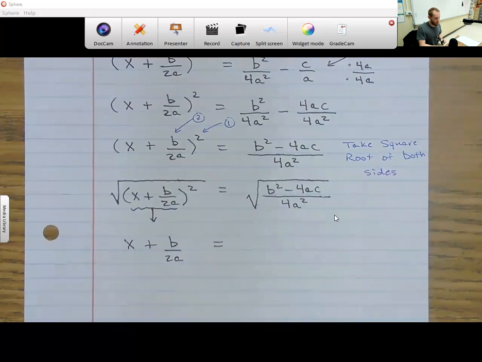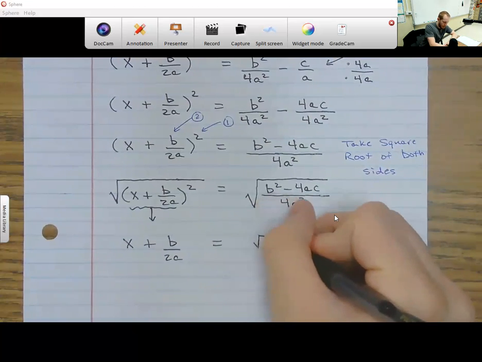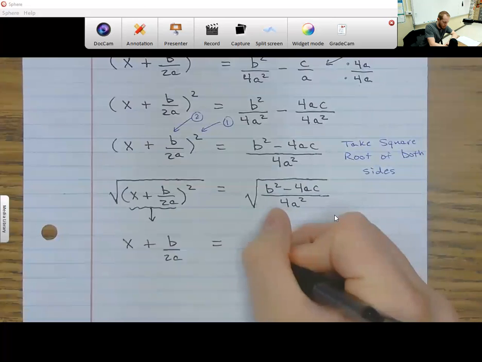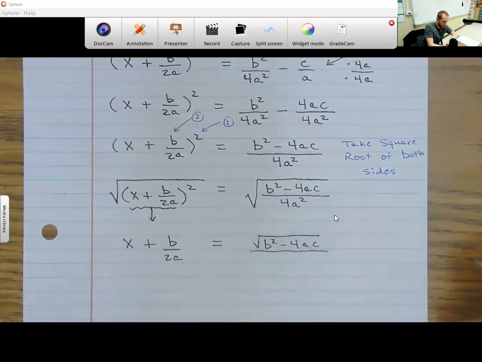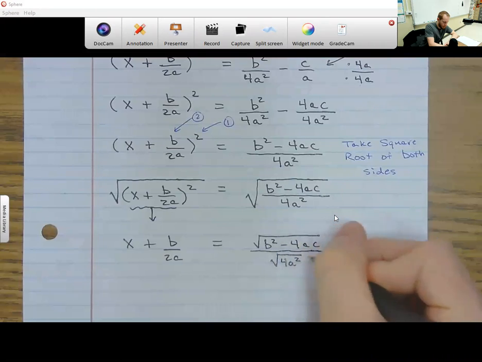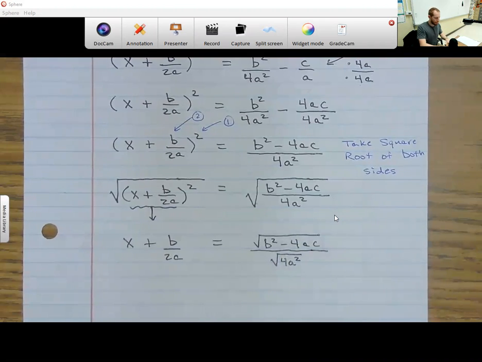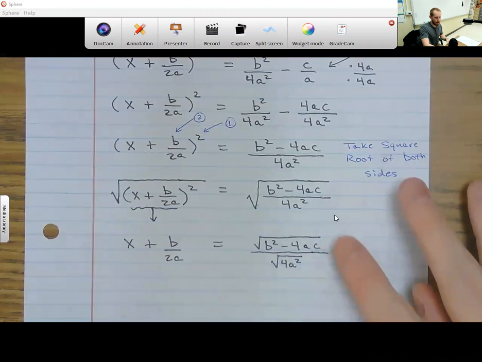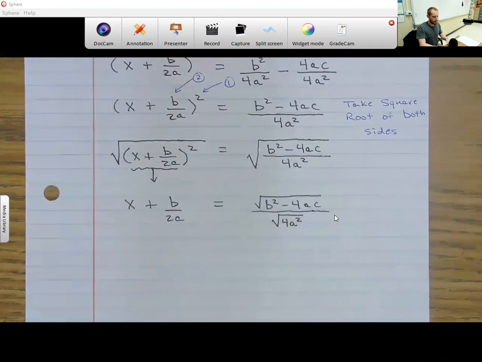Okay, so now what's going to happen to the right side? Well, I'm taking the square root of a fraction. And what that means is I can take the square root of the top and take the square root of the bottom. So I'm going to have a square root of b squared minus 4ac on top. And on the bottom, I'm going to have the square root of 4a squared. So notice what happened. I just broke up this tall radical into two shorter radicals. So that's what I've done so far.